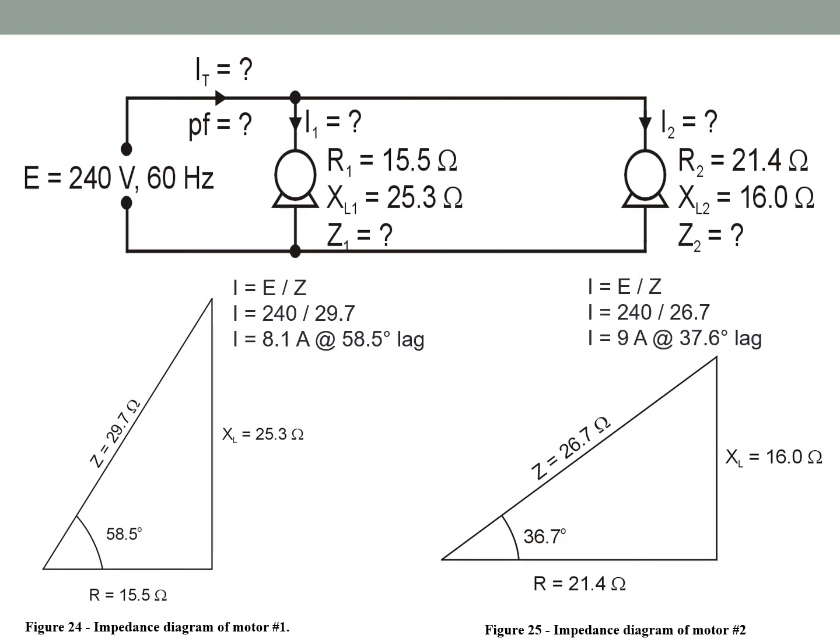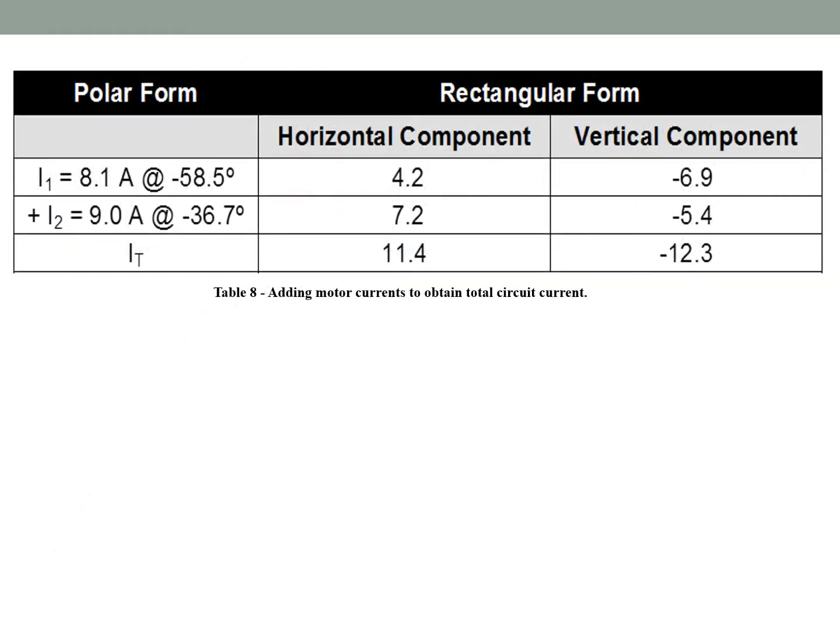Here, I'm going to use Ohm's law, which is the applied voltage of 240 volts divided by the total Z value to get 8.1 amps at 58.5 degrees lag for motor 1 and 9 amps at 37.6 degrees lag for motor 2. Since my two motors are operating at different angles, I can't just add them together. I have to add them together vectorially, meaning I have to use my HV chart.